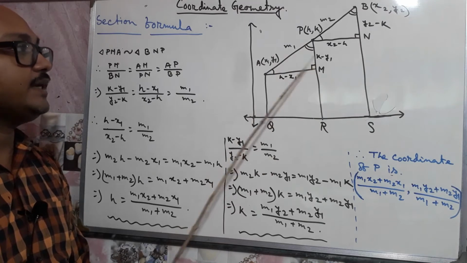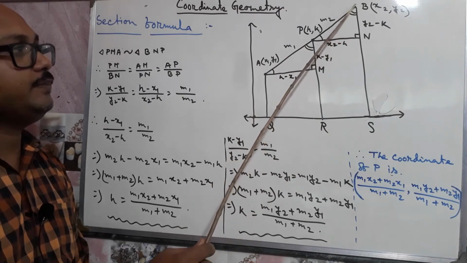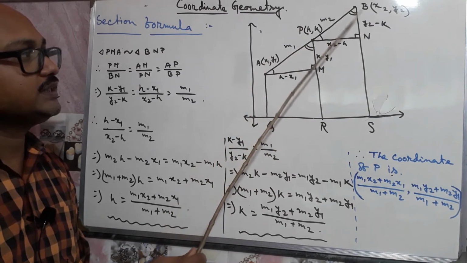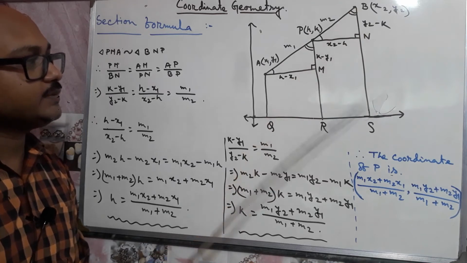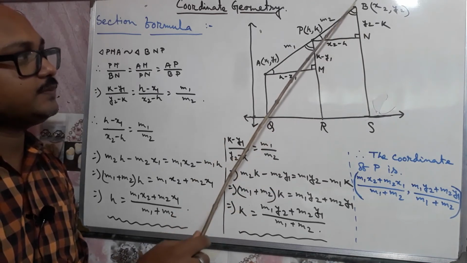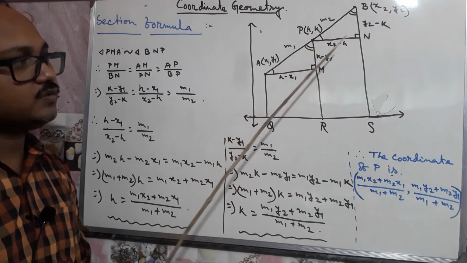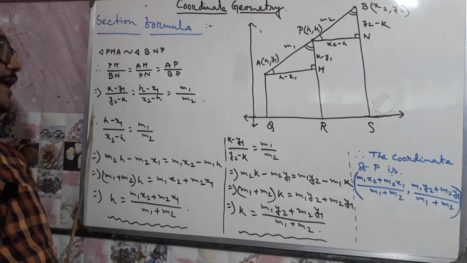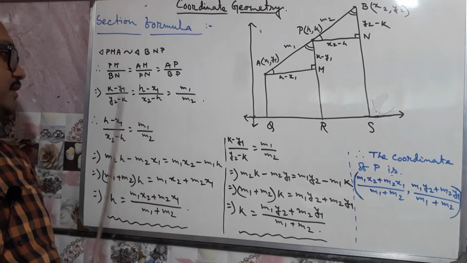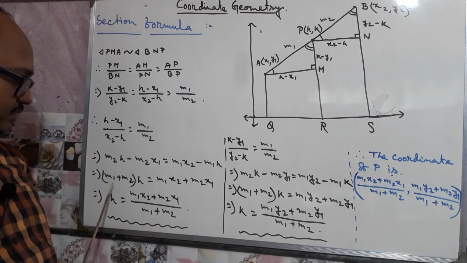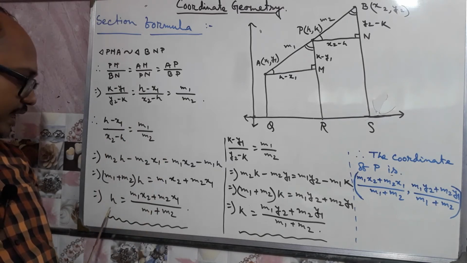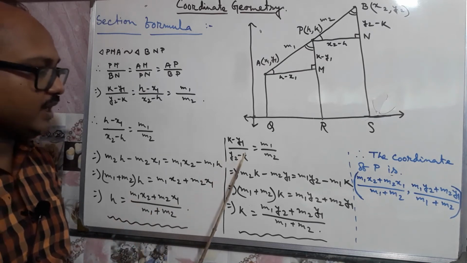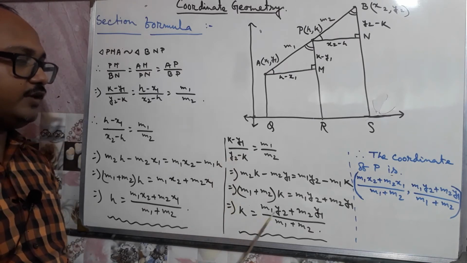So PM is k minus y1, and here you see BS is equal to y2 and PR is equal to k. So BN is equal to BS minus PR, that is NS, which is y2 minus k. Putting these lengths in this relation, and by cross multiplication and changing the side, we get h equal to (m1 x2 + m2 x1) by (m1 + m2), and similarly k equal to (m1 y2 + m2 y1) by (m1 + m2).